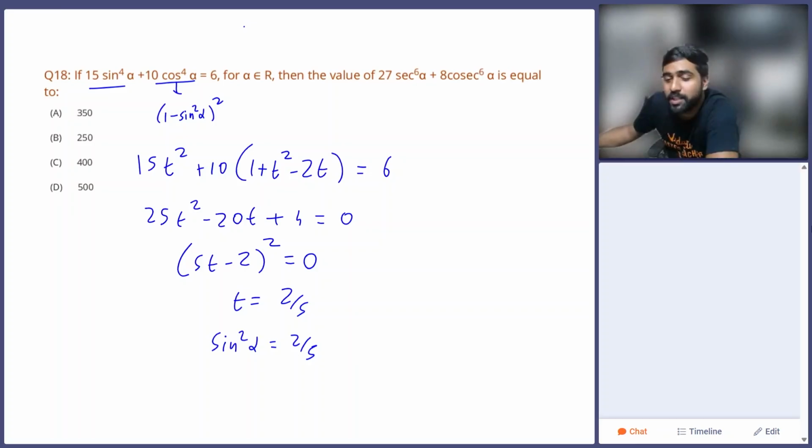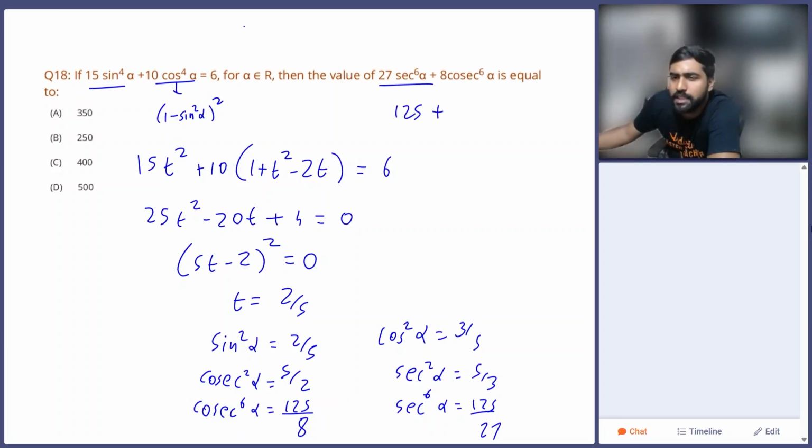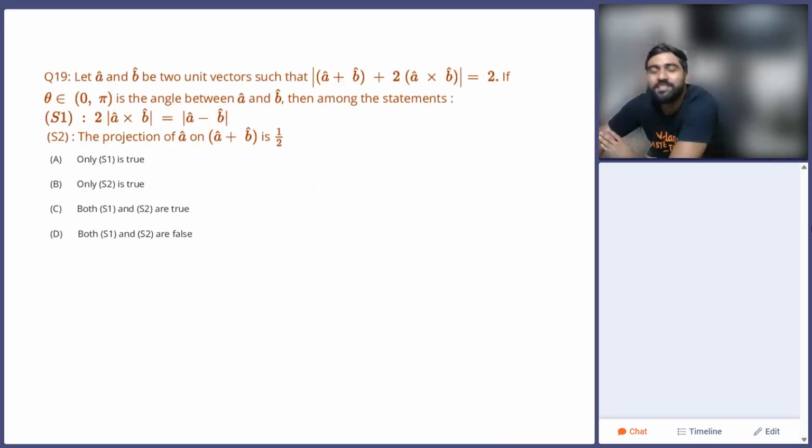Or I can say my sine square alpha is equal to 2 by 5, which means cos square alpha will be equal to 3 by 5, which means cosec square alpha will be equal to 5 by 2 and sec square alpha will be equal to 5 by 3. So from here I can say that cosec power 6 alpha, that's cube, will be 125 by 8, and sec power 6 alpha will be 125 by 27. So the question is 27 times this, that's 125, plus 8 times cosec alpha power 6, that's also 125. 125 plus 125, option B, 250 will be the answer over here. Okay? Hope the idea is clear, everyone.